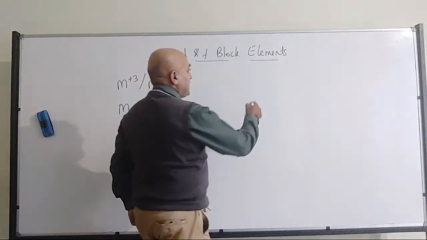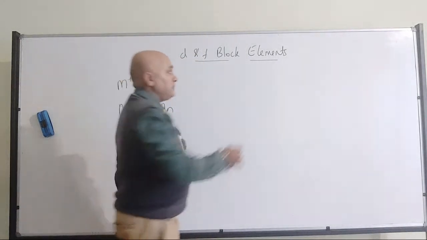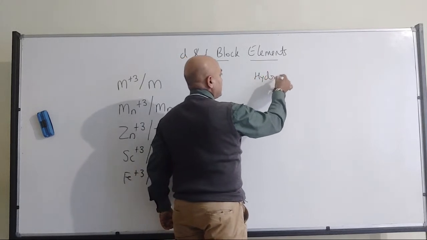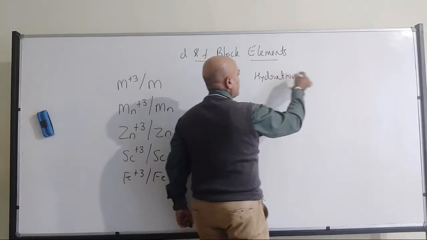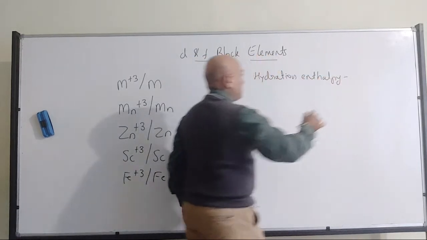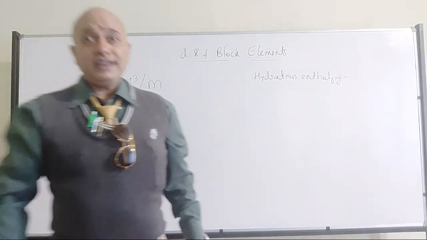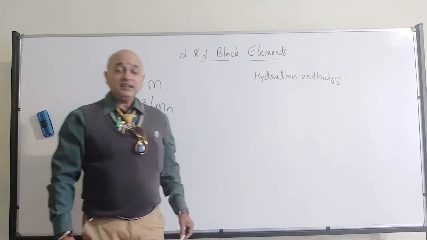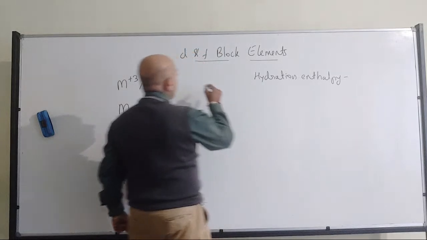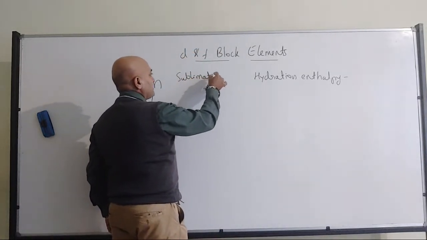Okay. Now when I am talking about this particular redox potential, one thing we have to consider here is hydration enthalpy. Hydration enthalpy means how easily the iron ion formed is going to get solvated. That is hydration enthalpy. So before that we have the sublimation enthalpy.